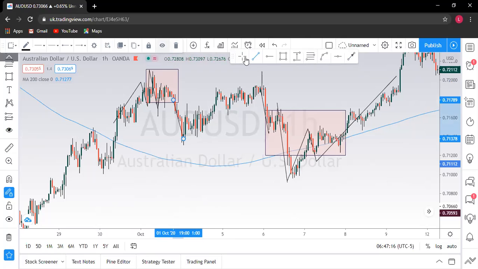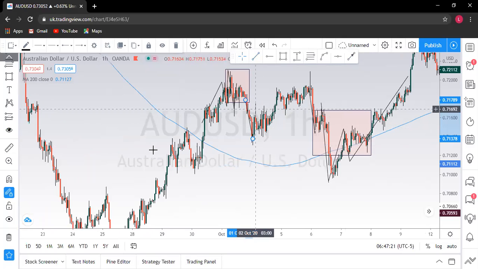So that is that about that. Let's look, okay, this is an inverted head and shoulder. This is head and shoulder.